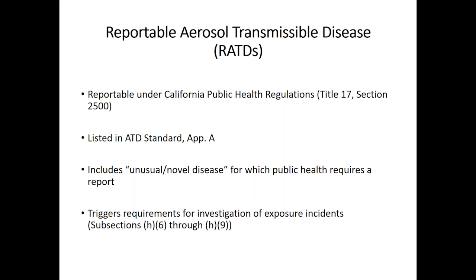There are certain organisms or infections that are required to be reported to public health. Every jurisdiction is going to be different, local, state, federal, that kind of thing. But at least in California, we require that these ATDs be reported under Title 17, Section 2500. One of the things I do want to note is that it includes unusual or novel disease, which we're in a pandemic right now, so novel coronavirus would be one of them. It's considered reportable.